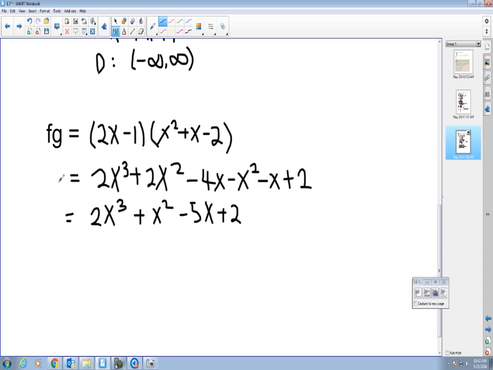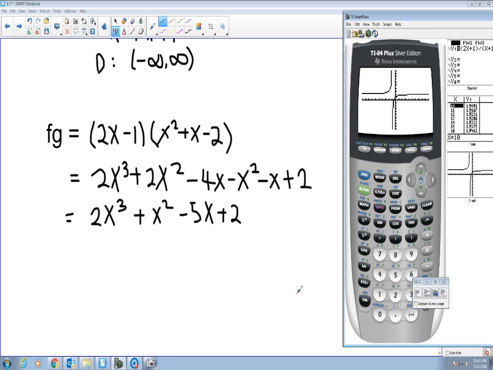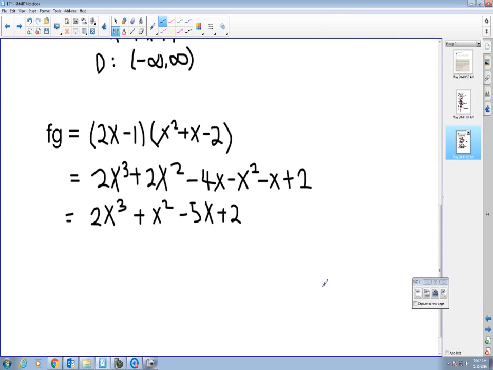Alright, so if we graph this function, I believe this is a cubic function, so it will look something like this. Where one side keeps on going left and down, the other side keeps on going right and up. So my domain will be from negative infinity to infinity again.